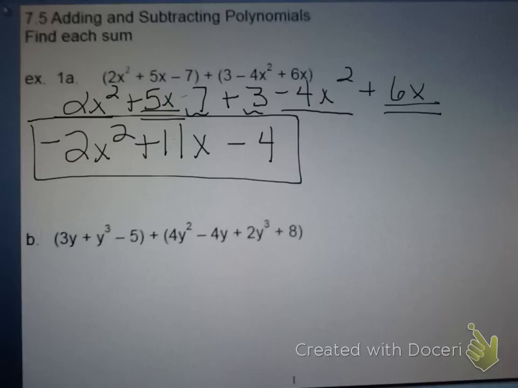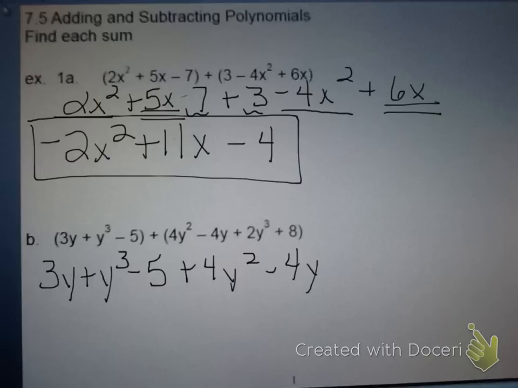Example B, again, we have to clear our parentheses, and in order to clear our parentheses, we just rewrite the polynomial without the parentheses as long as there's a positive 1 in front. Combine like terms. 1y to the third plus 2y to the third is 3y to the third. Remember, you only add the coefficients. You do not add the exponents.